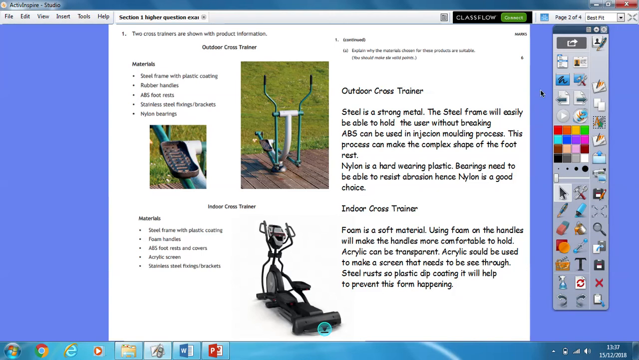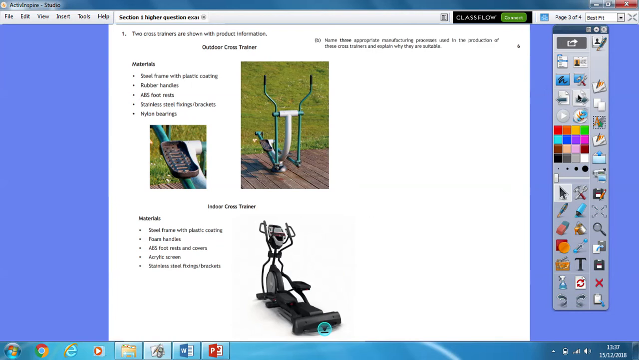to obtain 6 marks. If we look at the next question, this is a question on the manufacturing processes that have been used in both trainers. It says at the top here, name 3 appropriate manufacturing processes used in the production of these cross trainers and explain why they are suitable. So we've got pictures of both cross trainers, and for the most part you will identify the processes from the picture.